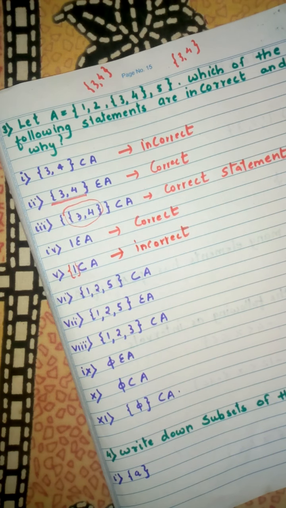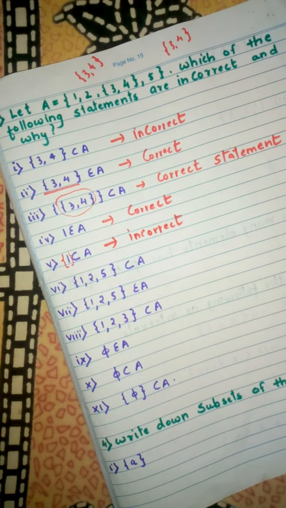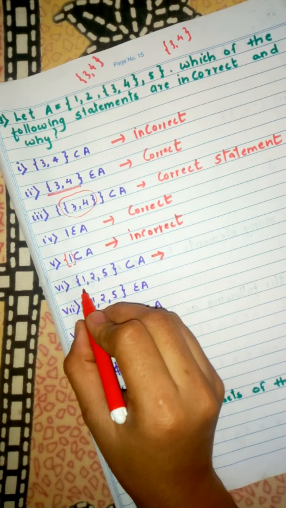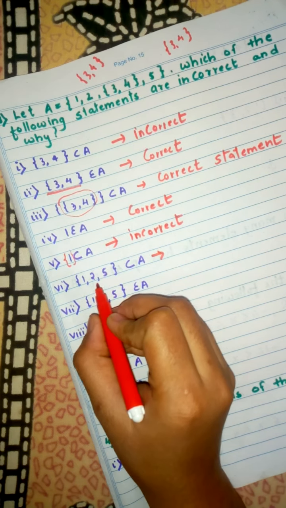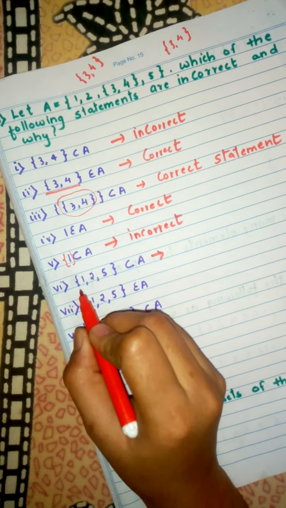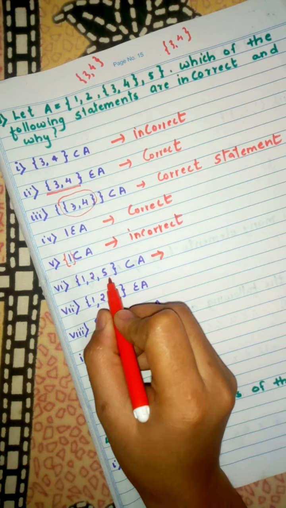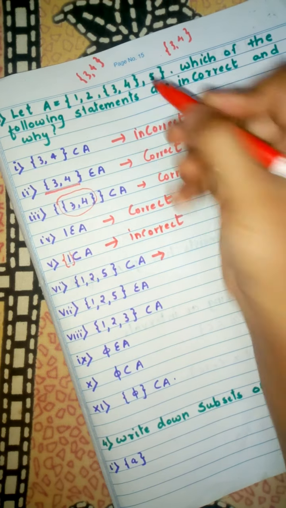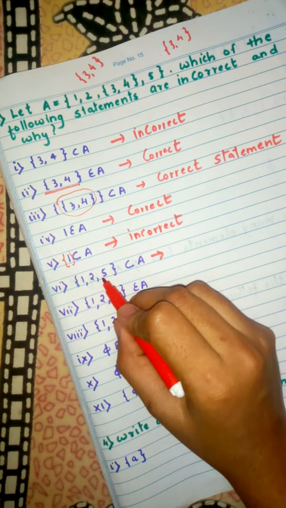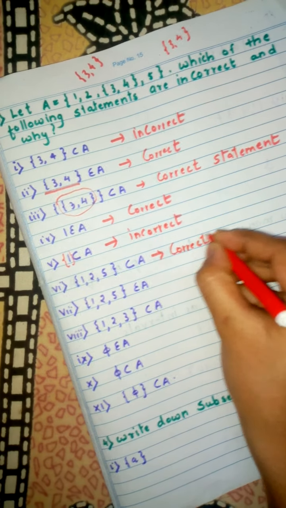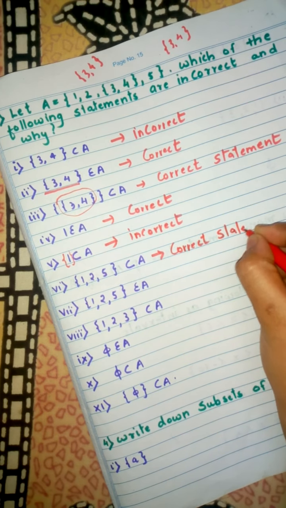Now the sixth question, it says that {1, 2, 5} is a subset of A or not? This is true, because we have to check whether every element of this set is there in A. 1 is there in A, 2 is also there in A, and 5 is also there in A. Therefore this is a correct statement.